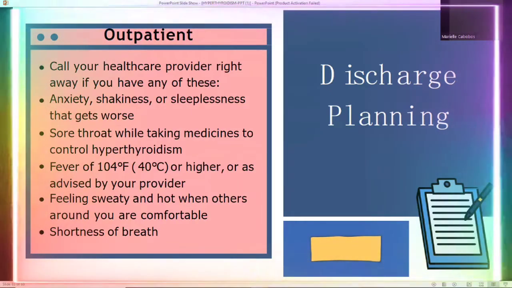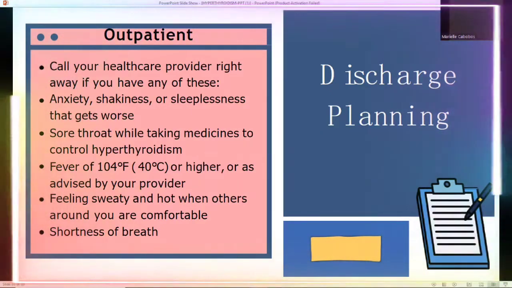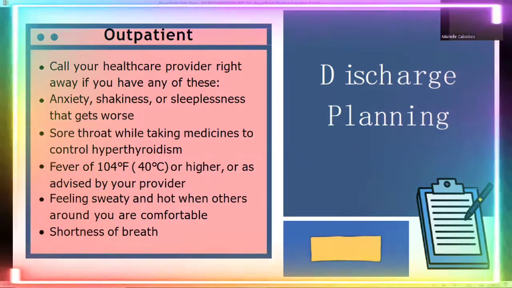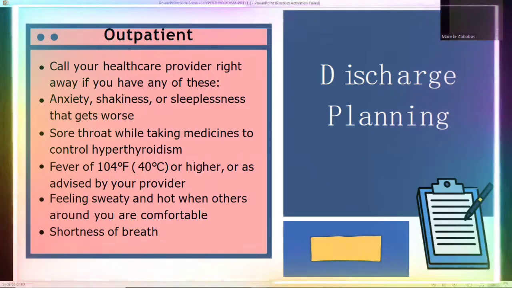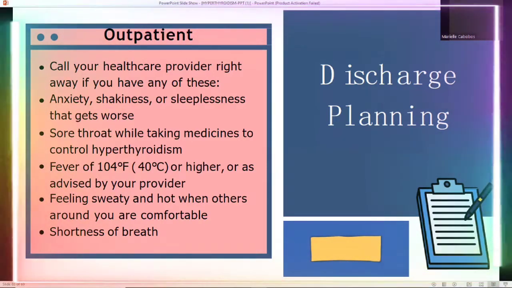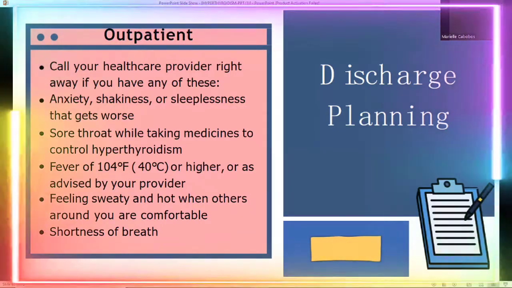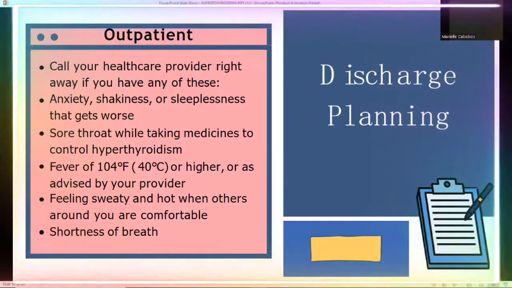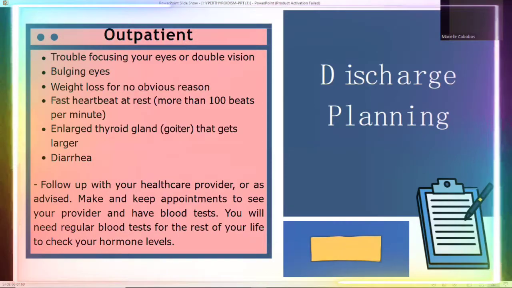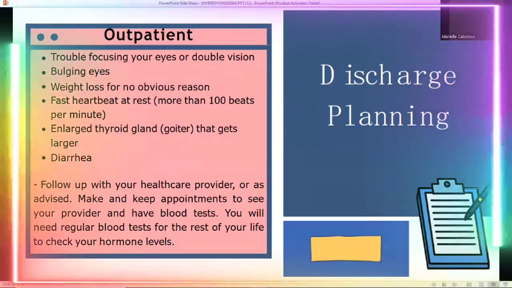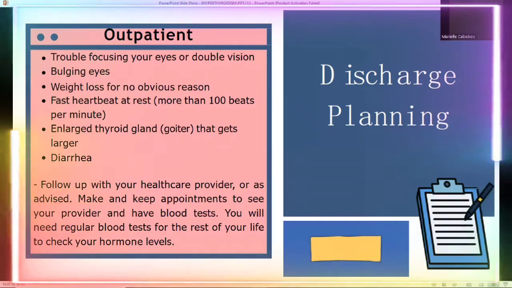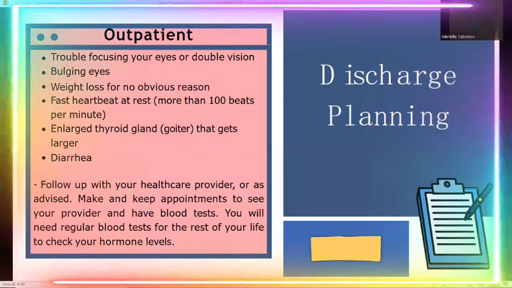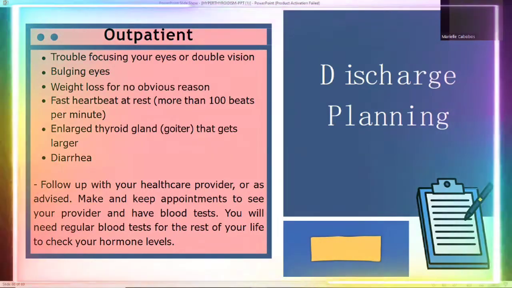For the outpatient, call your healthcare provider right away if you have any of these: anxiety, shakiness, or sleeplessness that gets worse, sore throat while taking medicines to control hyperthyroidism, fever at 104 degrees Fahrenheit or higher, shortness of breath, trouble focusing your eyes or double vision, weight loss, fast heartbeat at rest, enlarged thyroid gland, and diarrhea. Follow up with your healthcare provider or as advised.